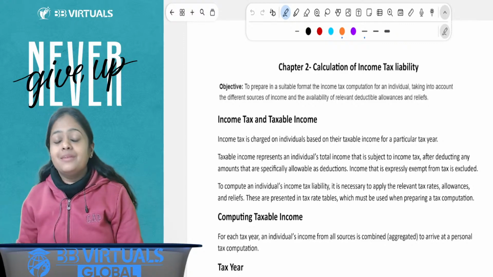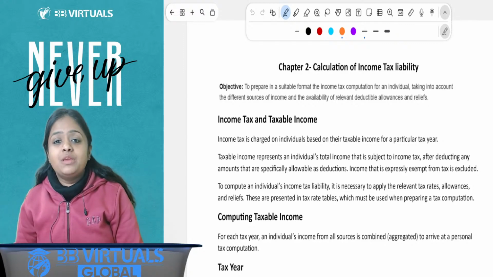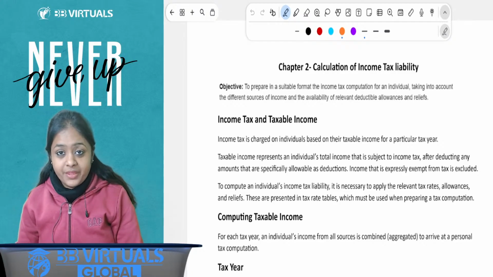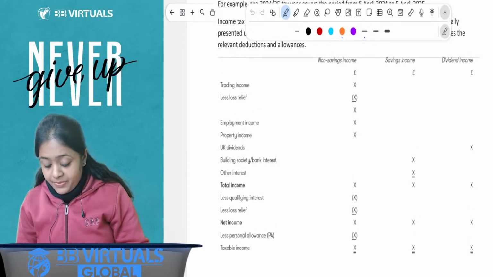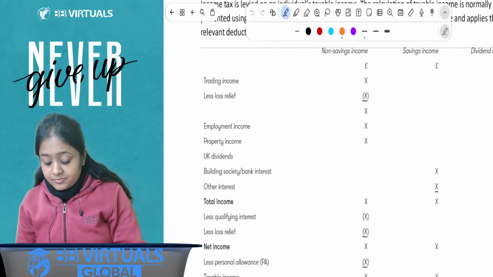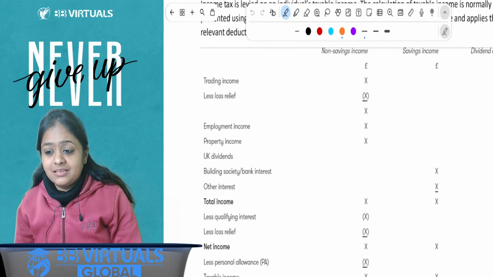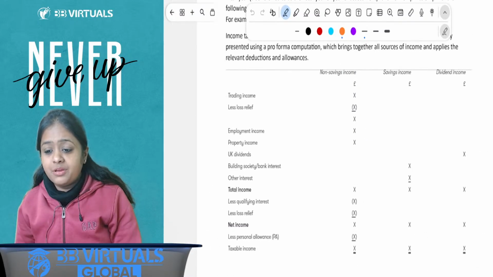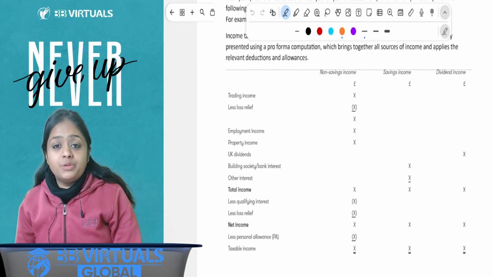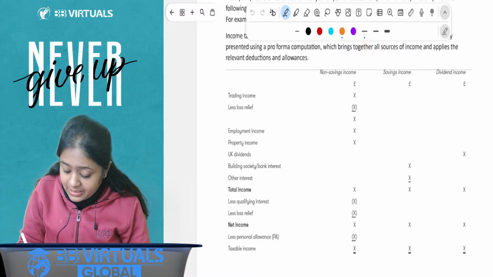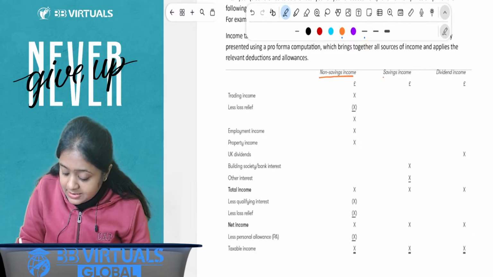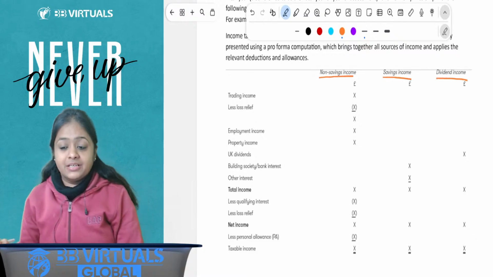Before I begin, let me give you a quick recap of what we covered in yesterday's session. Yesterday we looked at the proforma that we were discussing as an example. In the proforma, we covered how we classify and segregate the income. We segregate the income under non-savings, savings, and dividend categories.